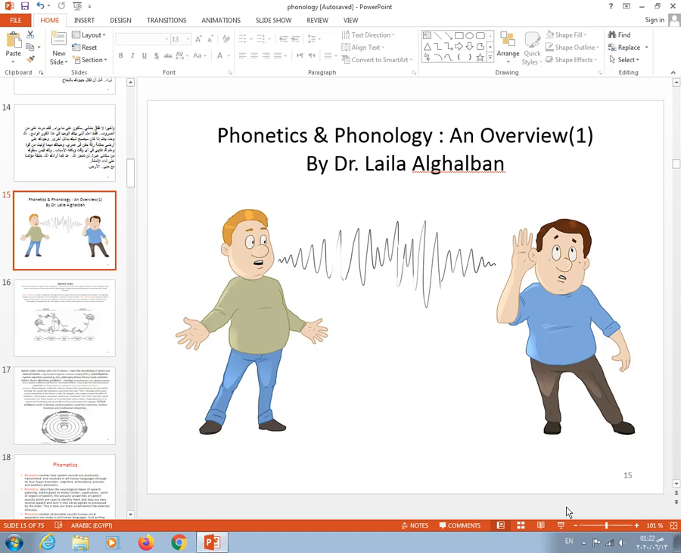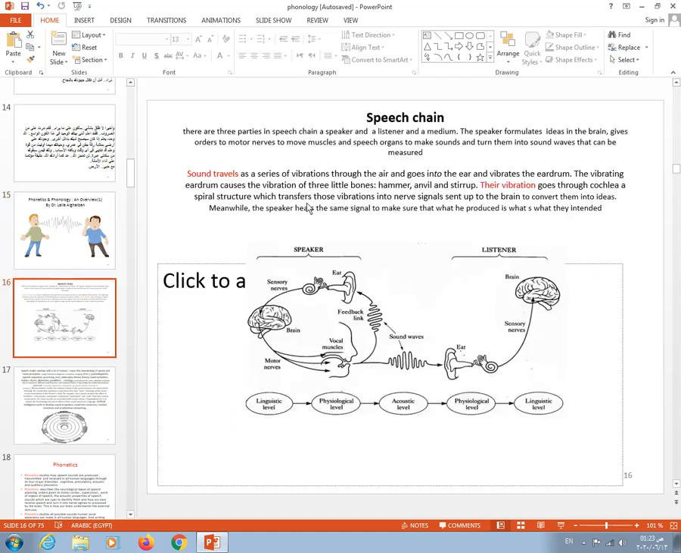Human speech is a very complicated task. It involves a lot of puzzling processes. Let's first see how the speech chain works. The speech chain has three parts. The first is the speaker, the second is the listener, and between them, the medium, which is the ear.